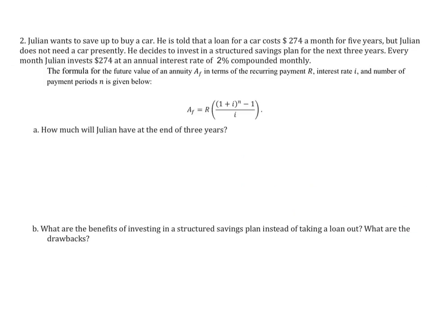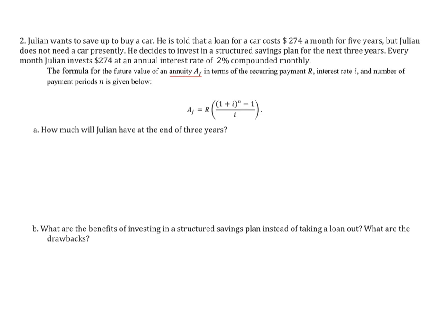The next question says, Julian wants to save up to buy a car. He is told that a loan for a car costs $274 a month for 5 years. But Julian does not need a car presently. He decides to invest in a structured savings plan for the next 3 years. Every month, Julian invests $274 at an annual interest rate of 2% compounded monthly. The formula for the future value of an annuity in terms of recurring payments R, interest rate I, and number of payment periods N is given below.